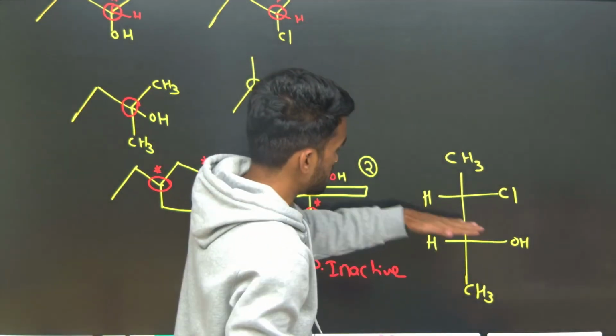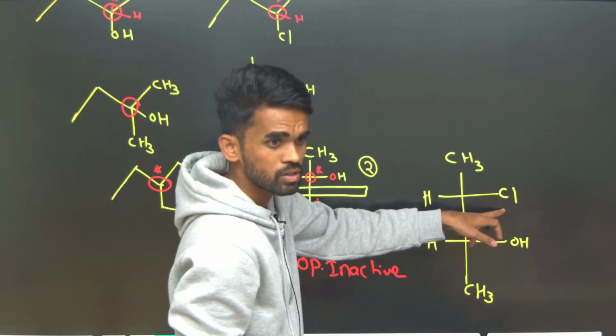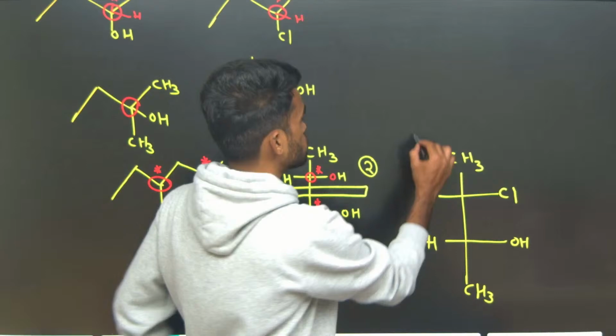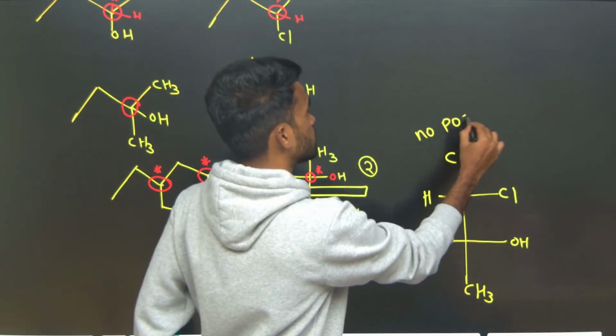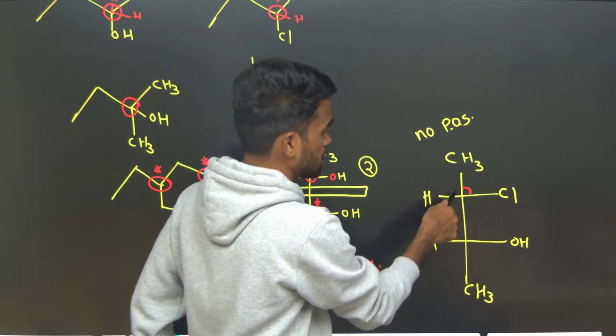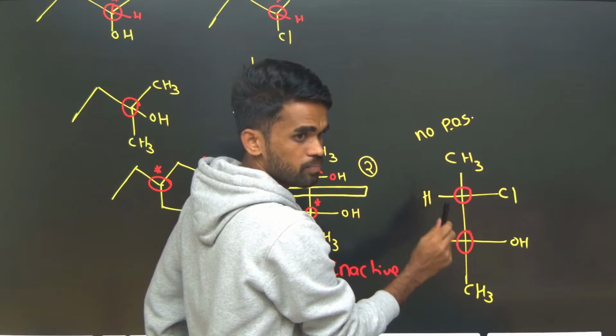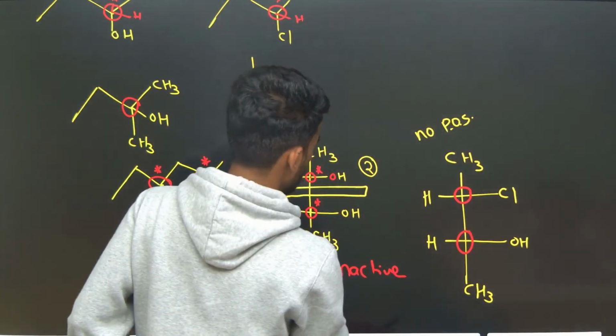Look here, H, H is fine, same. But this side OH, Cl, are they same? It means no plane of symmetry. So no POS, plane of symmetry. It means optically active because a chiral center is present here and here. So it is optically active. Is this clear? Right.